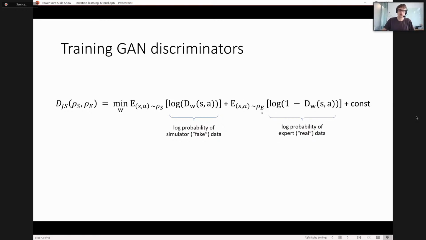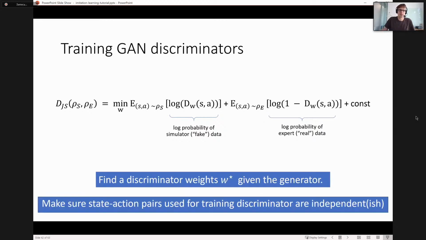Now we can solve this optimization, and it's going to train a GAN discriminator. We're minimizing over w, and so the optimum we're going to call w star. The important thing here is that for purposes of the theoretical derivation, the generator is fixed. So the distribution that gives me this fake data is fixed in this expression.